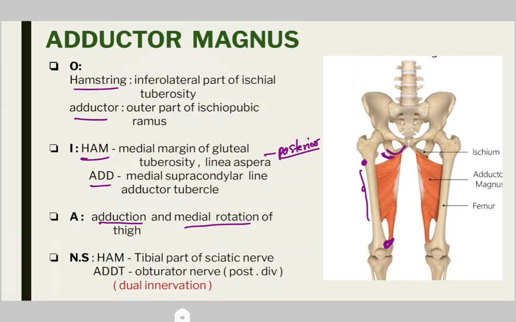And the nerve supply of magnus is so important because it has dual innervation. That is, both the hamstring and the adductor parts are separately innervated by two different nerves. First thing, the hamstring is innervated by the tibial part of the sciatic nerve and the adductor of course by the obturator nerve. So how to remember the hamstring part is supplied by the sciatic nerve? The hamstring part gets inserted on the posterior aspect of the femur. So what is the chief nerve of the posterior aspect of the thigh? That is the sciatic nerve. So it is also so easy to remember.